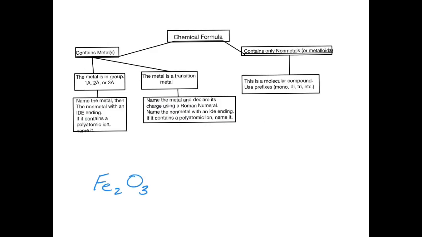All right, let's try this compound. This compound has iron and oxygen in it. All right, if we go to our flow chart, we have a compound that has iron and oxygen in it. So the iron is a metal, and in fact, iron is a transition metal. Okay, so we're on this side of the flow chart. It's an ionic compound. Okay, we cannot call this di-iron trioxide. This is not a molecular compound. This compound is going to have this name. This is iron(III) oxide.